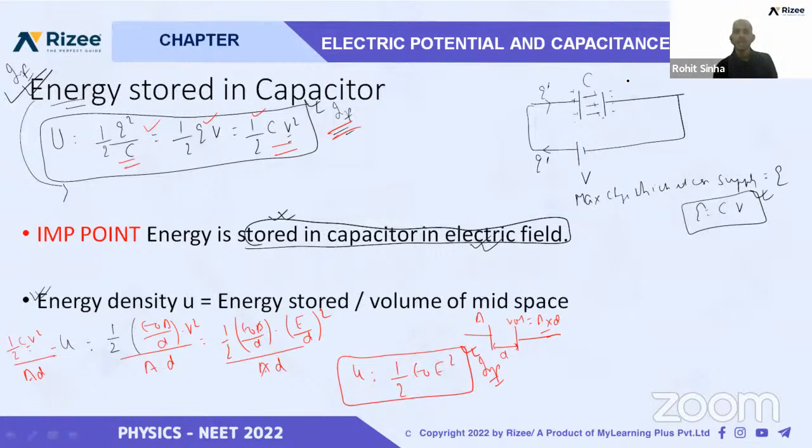Any problem to anyone till now? Any problem? Then what we get? You can write here what we get. We get half QV is equal to half CV square is equal to half Q square by C. This is the energy stored in capacitor, and also energy density is equal to half epsilon naught E square.